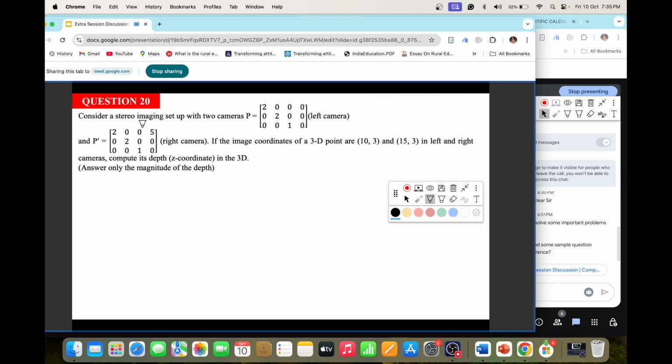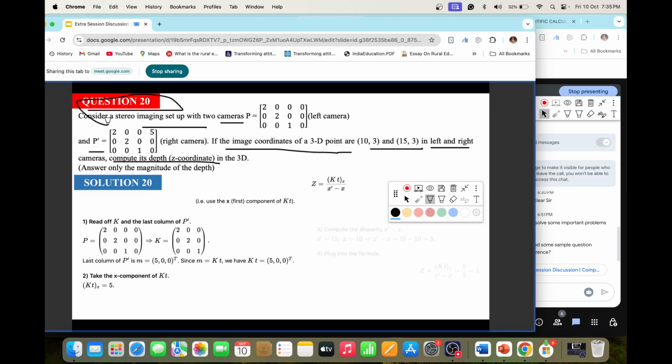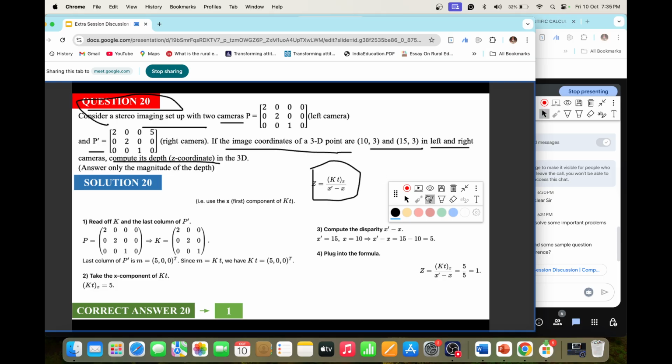Consider a stereo geometry setup with two cameras p and p dash. If the image coordinates of a 3D point are 10, 3 and 15, 3 in the left and right cameras, compute the depth coordinate. Again, this is the most important question related to stereo geometry. It is a very easy question. Just put in this formula and you can get the answer.